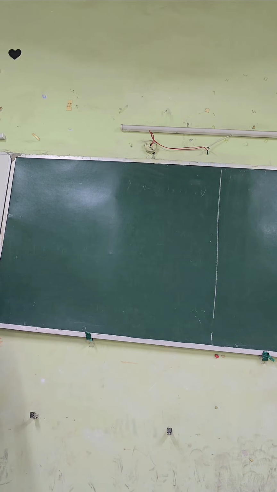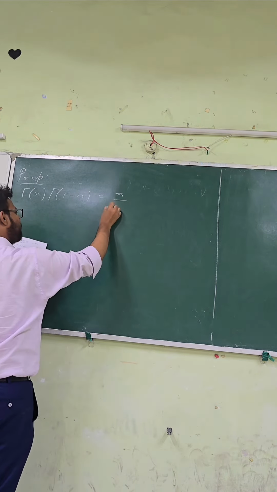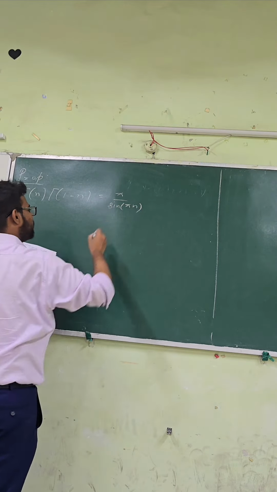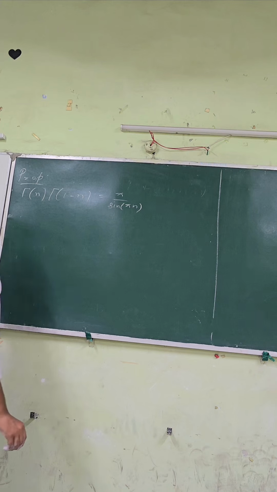Okay, so there's a property which I need to tell you all: gamma of n into gamma of 1 minus n is equal to pi by sine of pi n. You should remember this property, it's helpful in many cases.